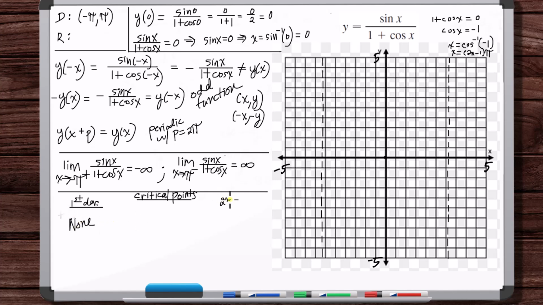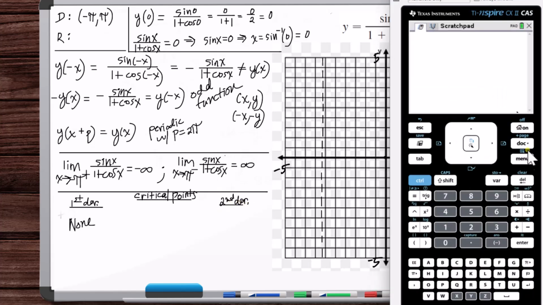Okay, what about the second derivative? All right.